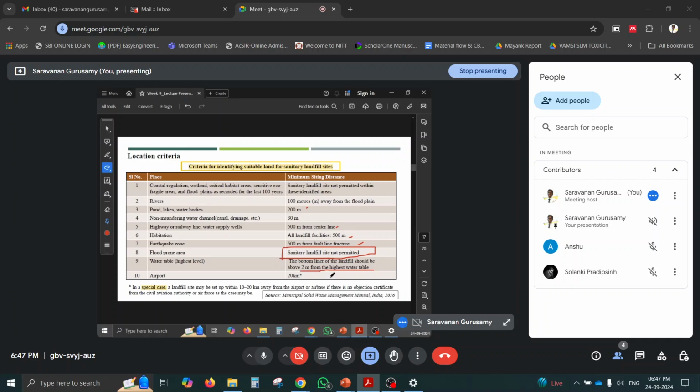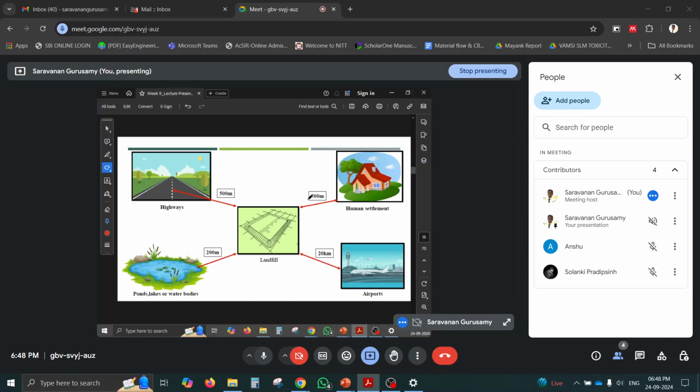So we have to check the meteorological conditions and the geological factors throughout the year. Okay, we have to collect a lot of data. And then airport 20 kilometers. It's very important. In special cases, it may be permitted based on the Civil Aviation Authority and the Air Force no objection certification. We can construct within 20 kilometers. Okay. Then as per coastal regulation, wetlands and sensitive ecologically fragile areas, sanitary landfills are not permitted. This is another important thing. So this is the main thing we have discussed: highways 500 meters, human habitat 500 meters, ponds, lakes and water bodies 200 meters, airport 20 kilometers.